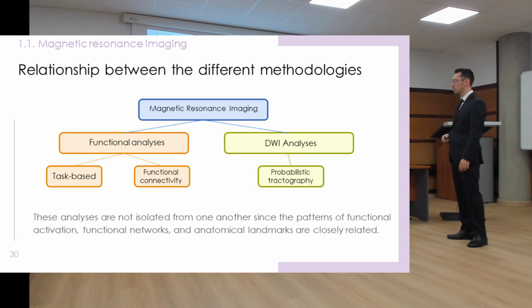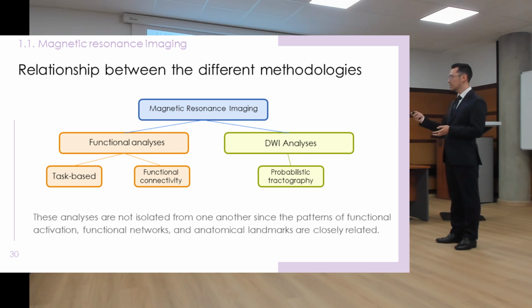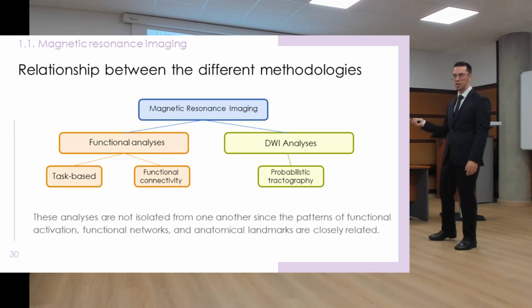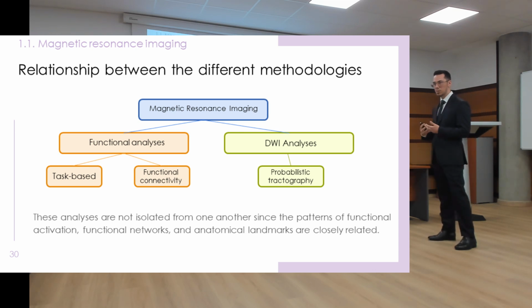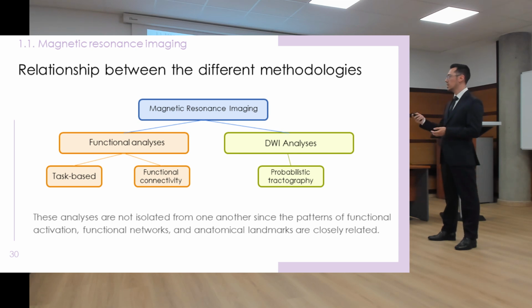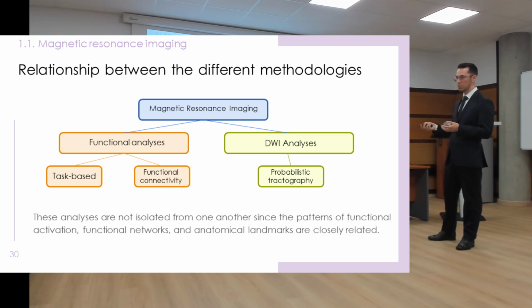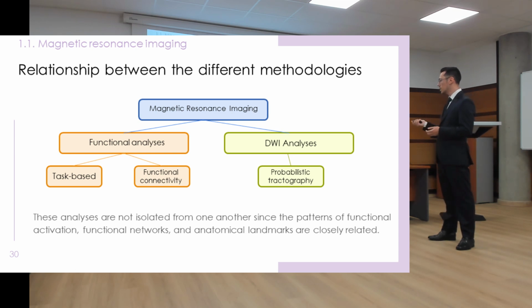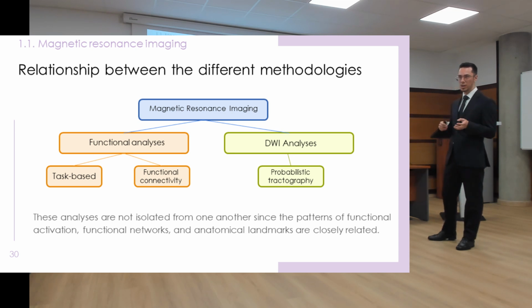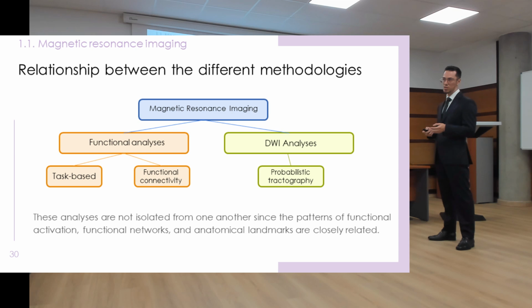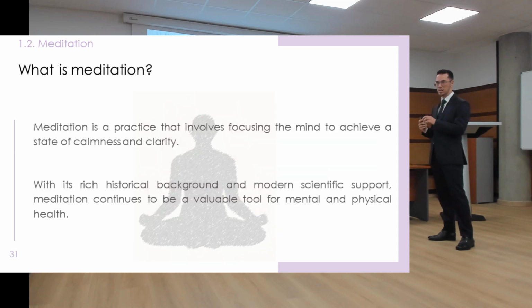So these modalities are not isolated from one another, since we know that the functional patterns, functional connectivity, as well as structural connectivity and anatomical landmarks are closely related. It is known that the structural connections underlying functional connectivity also affect how strong this functional connectivity is. And furthermore, we can see functional connectivity in distant brain regions that may lack direct connections, but are supported by secondary tracks.